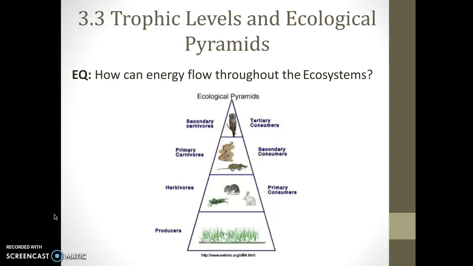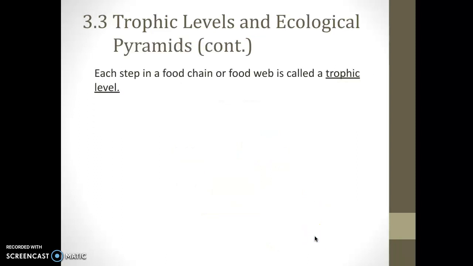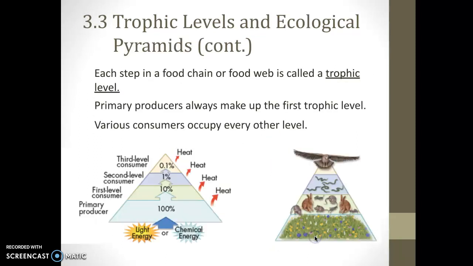You'll see this picture here shows you a pyramid, and we're going to be talking about these pyramids quite a bit. Each section of this pyramid is considered to be something that is called a trophic level. And so when you look at pyramids, there's going to be different variations of them because there's three different types of ecological pyramids ecologists have come up with. And each step in a food chain or food web is referred to as a trophic level. So here's a trophic level. Here's a trophic level, here's a trophic level, and here's the fourth and final one near the top.